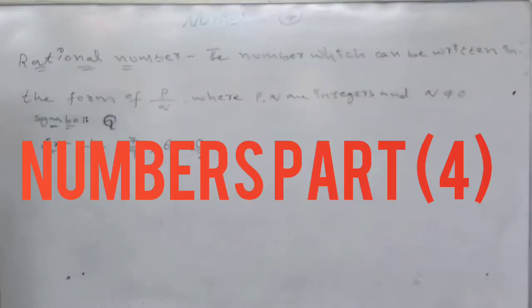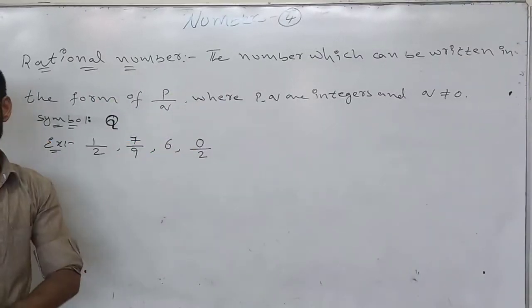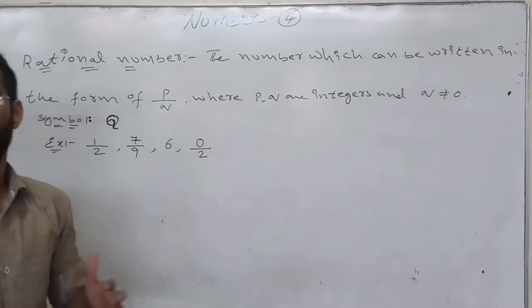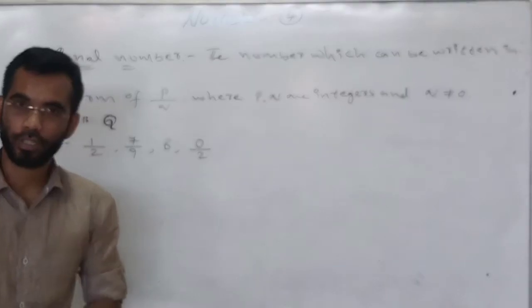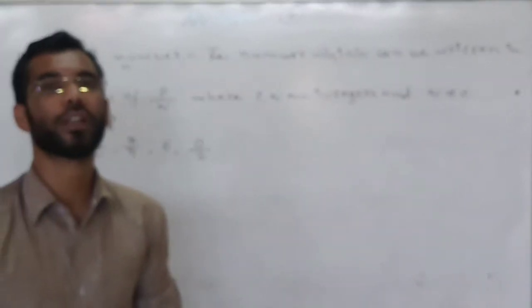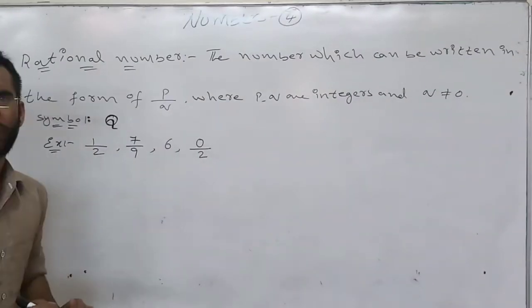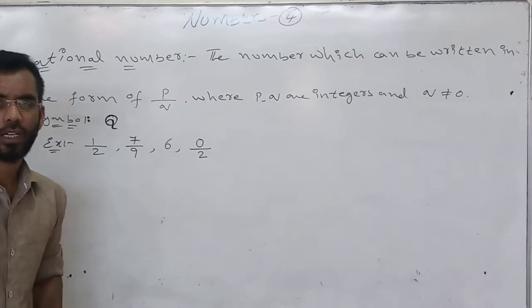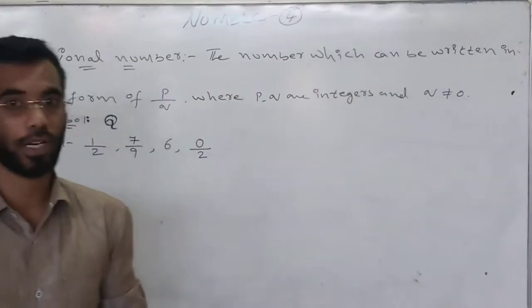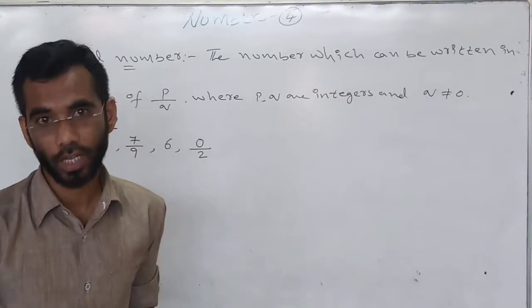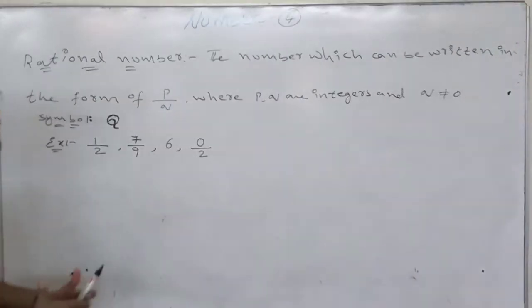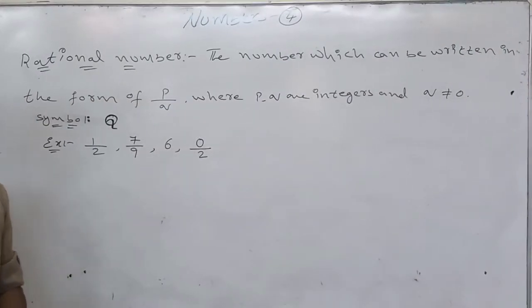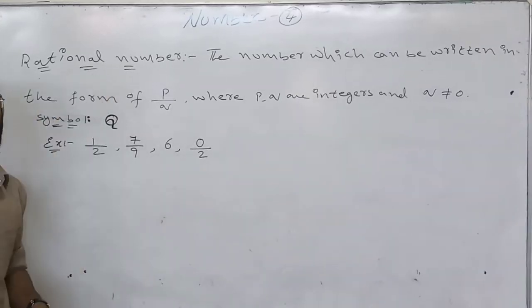Going to explain to you about the numbers part 4. Part 1, part 2, part 3 we already finished. Today we are going to learn about rational numbers, irrational numbers, and real numbers. These are most important for you. Most students don't know what a rational number, an irrational number, and a real number are. Today I will do my level best to make you understand them. Okay. Now, what is a rational number?